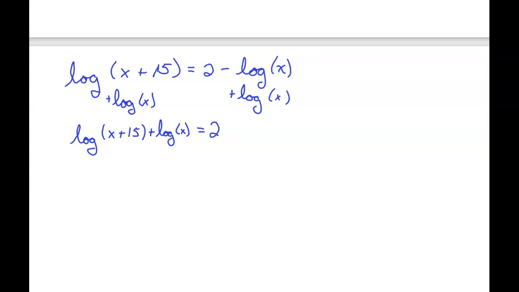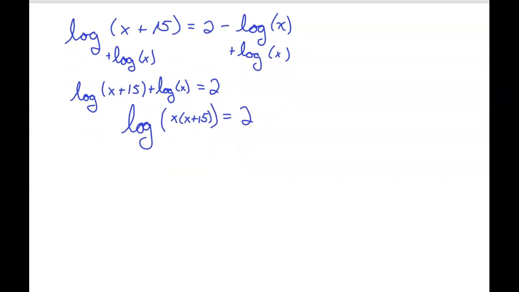Because when we add logs, remember we have that rule or property in which we multiply our arguments. And so we would get log of x times x plus 15 is equal to 2. And so in this case, now we have a log equal to a constant.